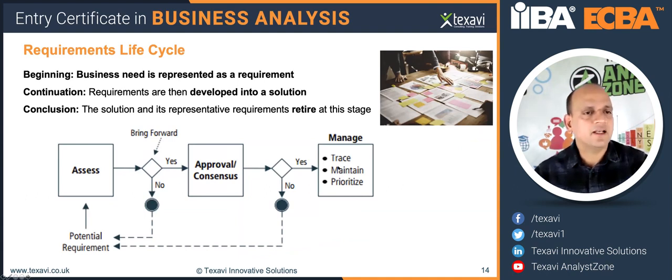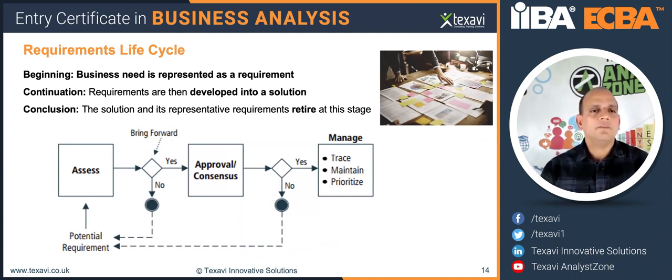So, requirements lifecycle. Beginning with the business need being expressed as a requirement of the vision or the mission of what we are trying to do.